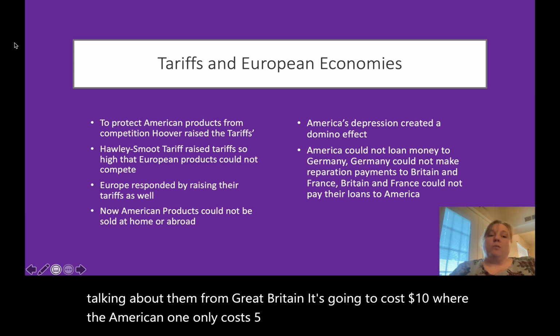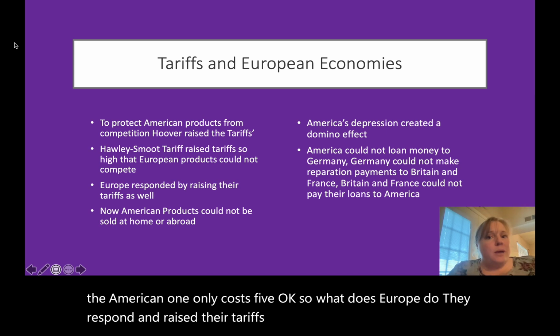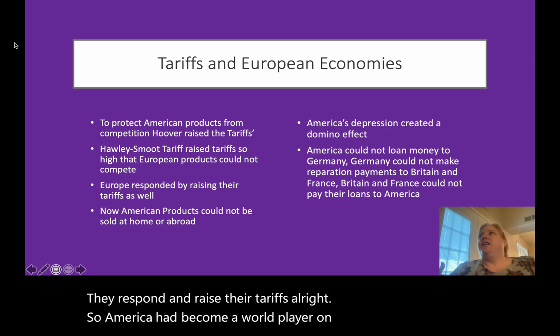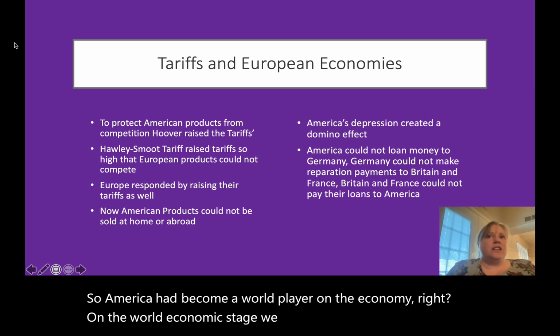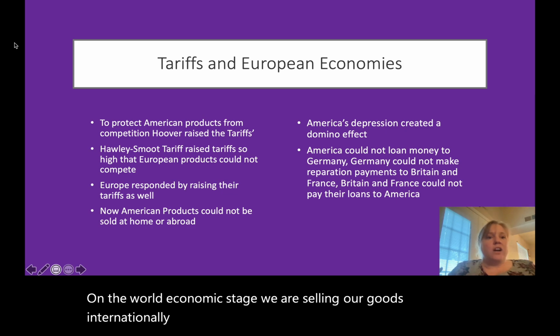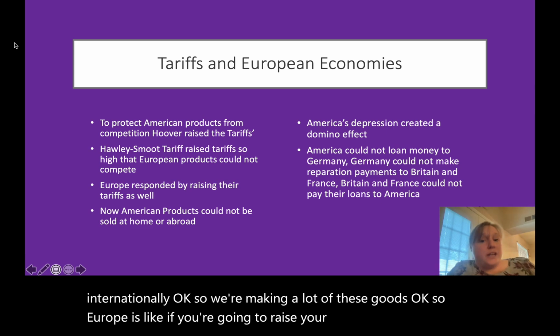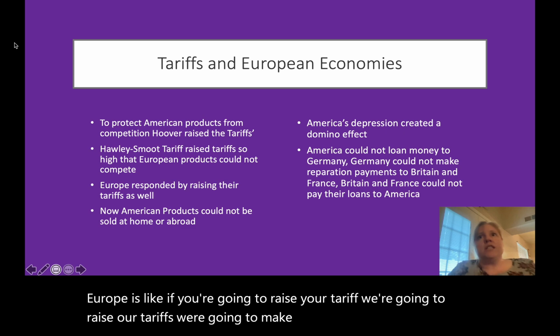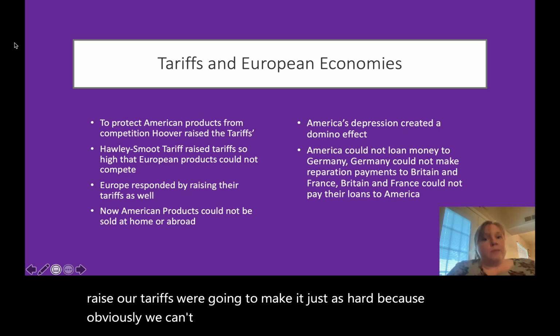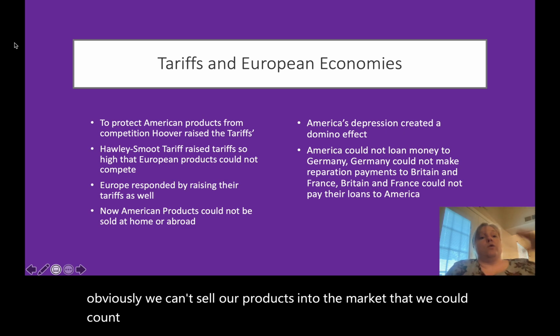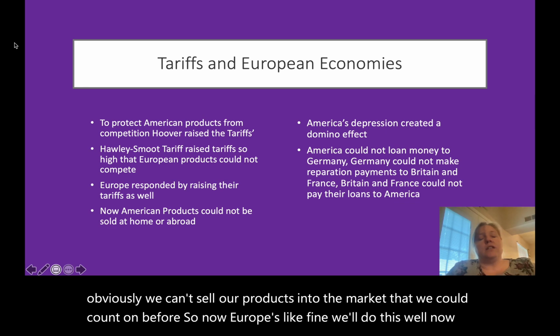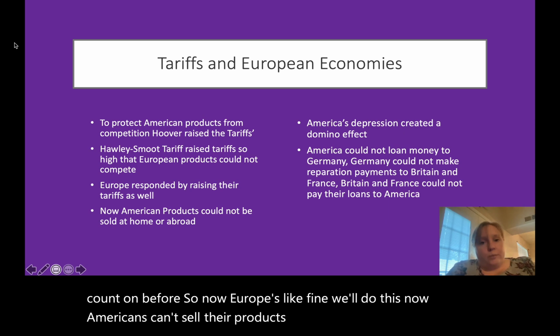So what does Europe do? They respond and raise their tariffs. America had become a world player on the world economic stage. We are selling our goods internationally, so we're making a lot of these goods. So Europe is like, well, if you're going to raise your tariffs, we're going to raise our tariffs. We're going to make it just as hard, because obviously we can't sell our products into the markets we could count on before. Now Americans can't sell their products at home or abroad.